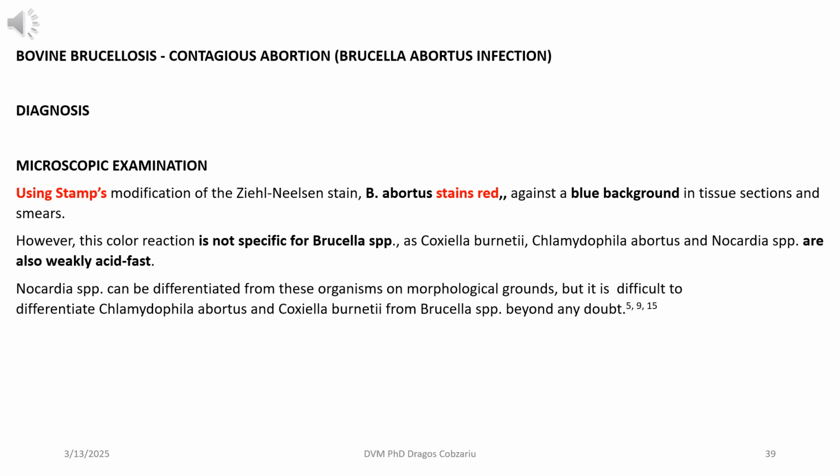Microscopic examination. Using Stamp's modification of the Ziehl-Neelsen stain, B. abortus stains red, against a blue background in tissue sections and smears. However, this color reaction is not specific for Brucella spp, as Coxiella burnetii, Chlamydophila abortus and Nocardia spp. are also weakly acid-fast. Nocardia spp. can be differentiated from these organisms on morphological grounds, but it is difficult to differentiate Chlamydophila abortus and Coxiella burnetii from Brucella spp. beyond any doubt.